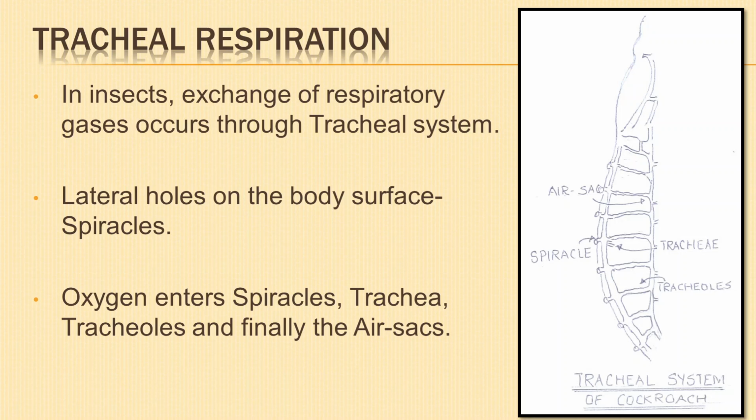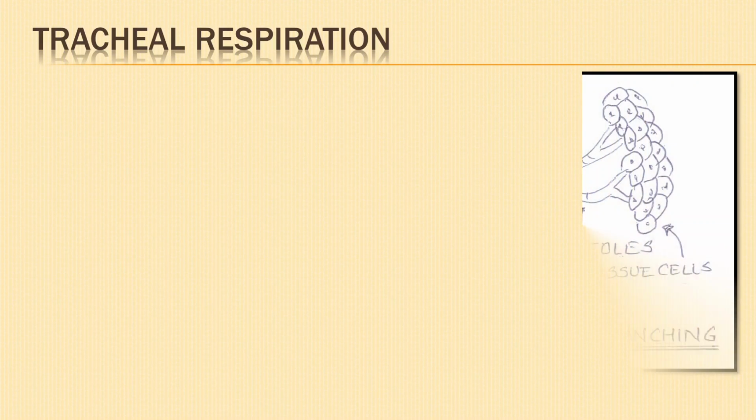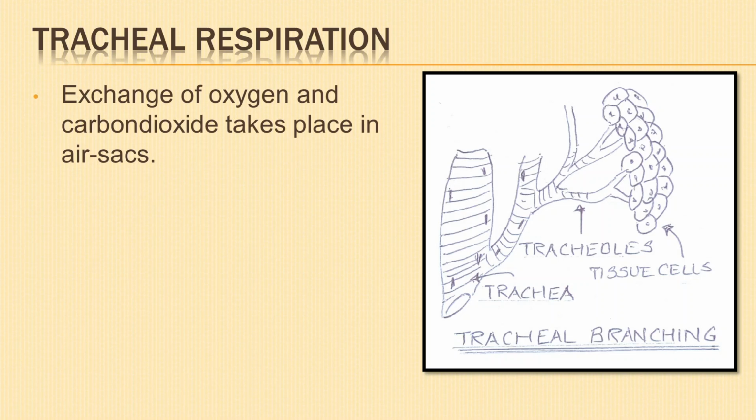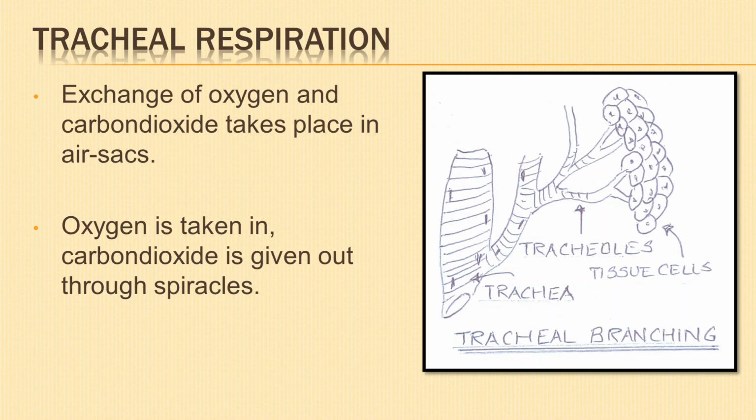air sacs. Oxygen from the environment enters the spiracles, passes through trachea, tracheoles, and finally reaches the air sacs where exchange of oxygen and carbon dioxide takes place. Oxygen is taken in while carbon dioxide is given out through spiracles.